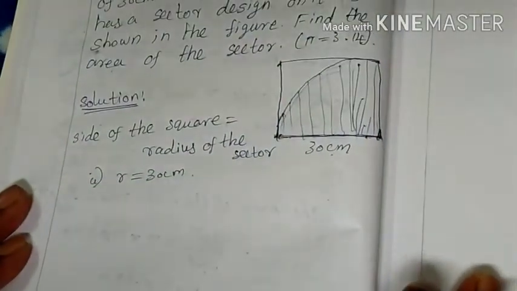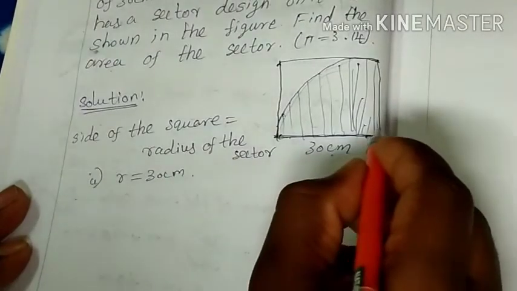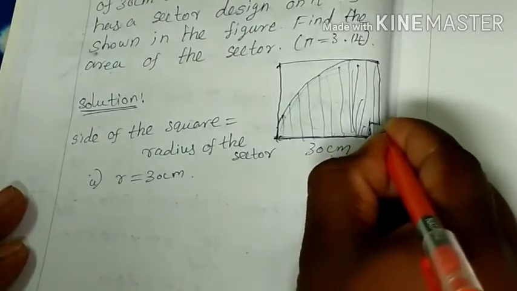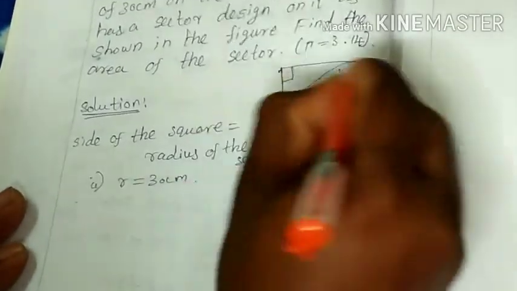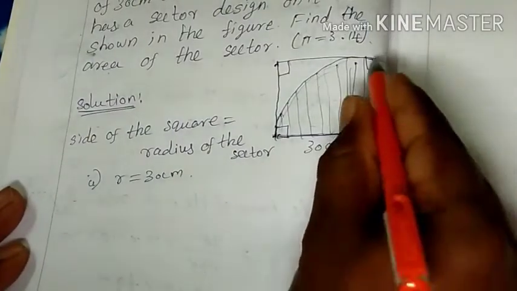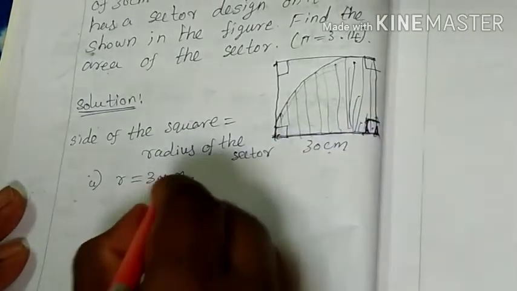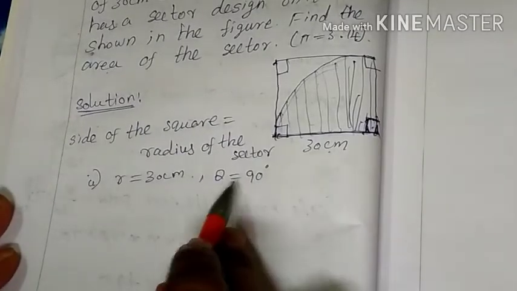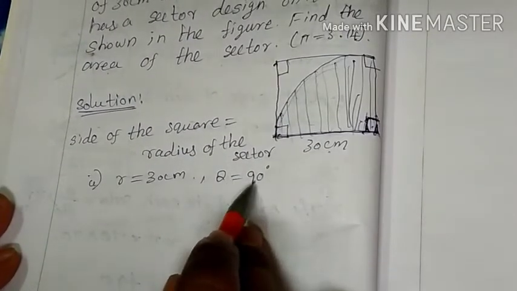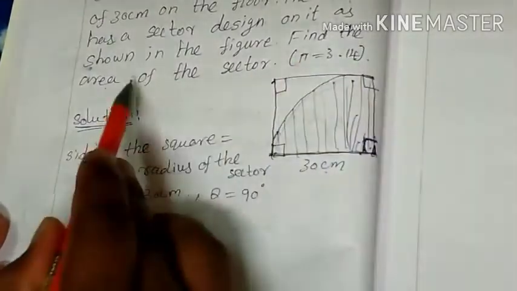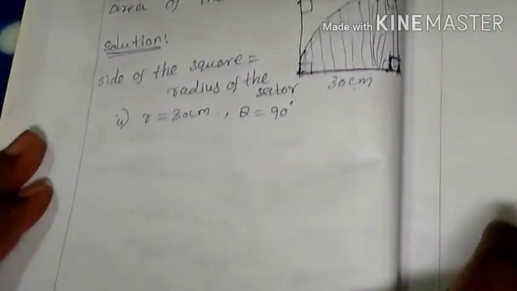Then you know the property of square. Each and every angle of a square is 90 degree. This is 90 degree, this is 90, this is 90 degree. So all angles are 90 degree. So the angle of the sector, this is the sector, is 90 degree. So theta is equal to 90 degree from the diagram. Have you understood the angle value? Theta is equal to 90 degree. Now R and theta are known. What is your question? Find the area of the sector.